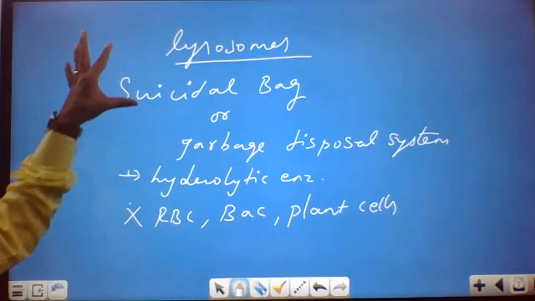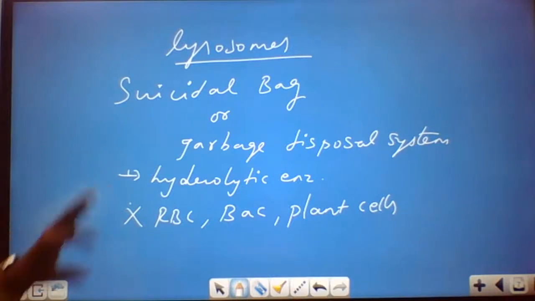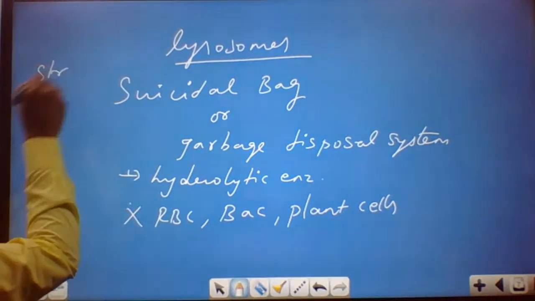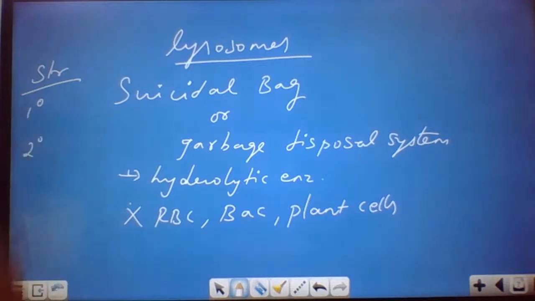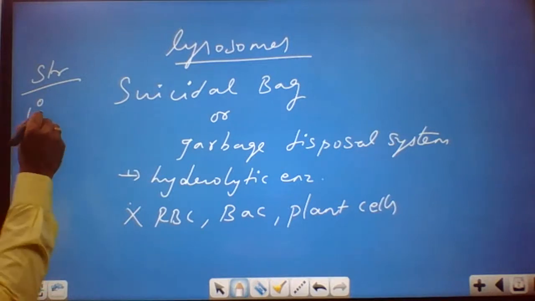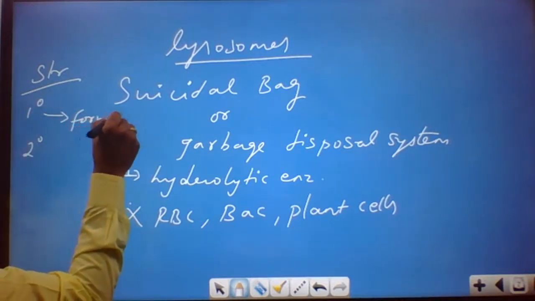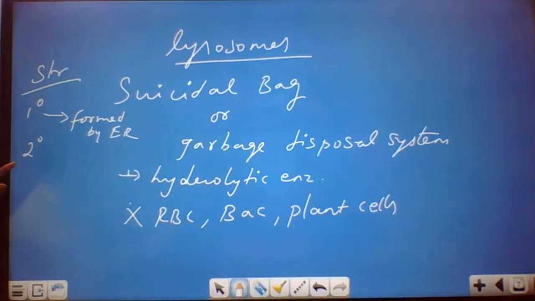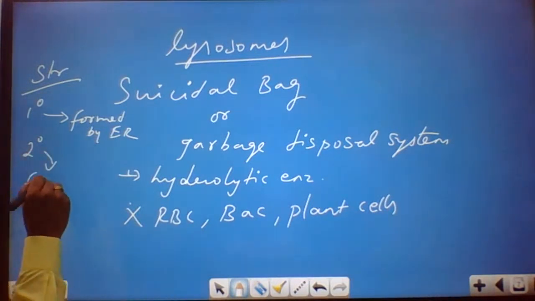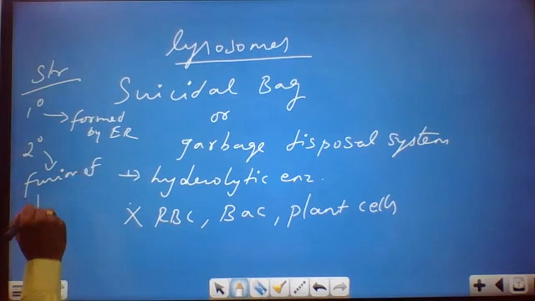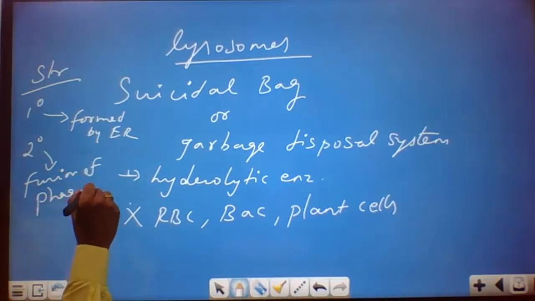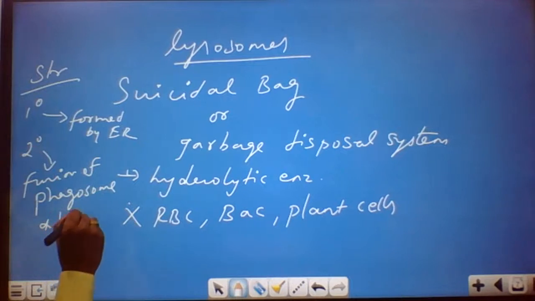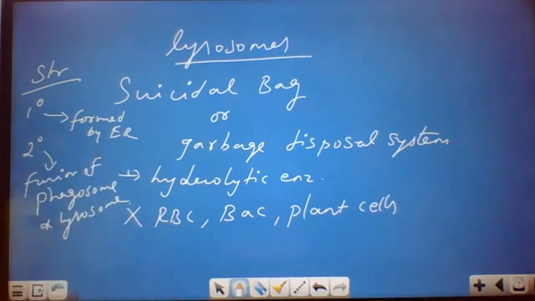Okay, so we discussed about lysosomes and the structure. As far as the structure is concerned, we have two types of lysosomes. One is the primary lysosome and the other is the secondary lysosome. Primary lysosomes are formed by the endoplasmic reticulum. The secondary lysosome is formed by the fusion of phagosome and lysosome.